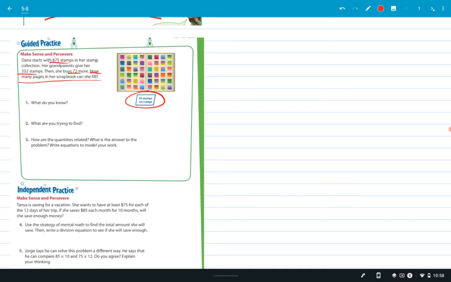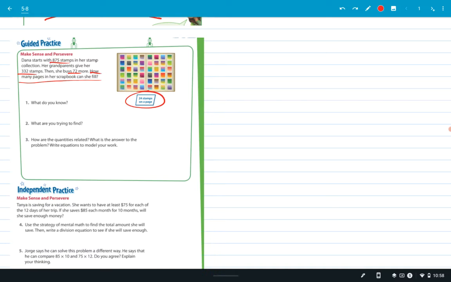So for number one, it says, what do you know? Well, you can answer that. What do you know? Well, they tell us all kinds of things here. So you guys should be able to write that down. You know how many stamps she has, and that you can fit 24 stamps on a page.